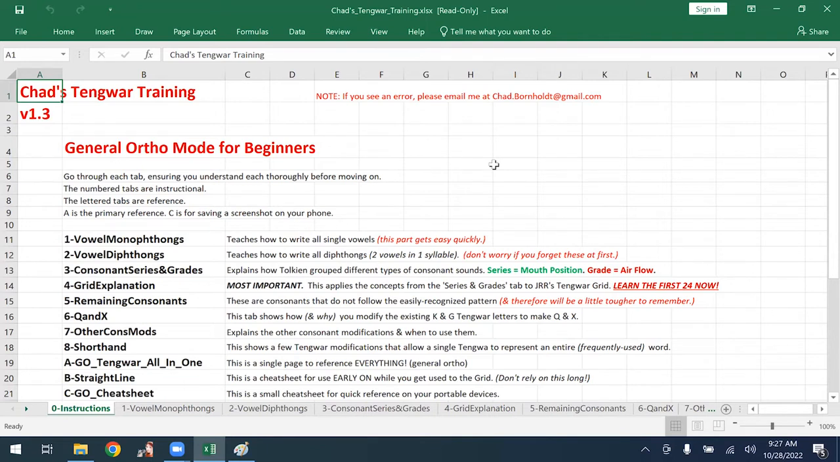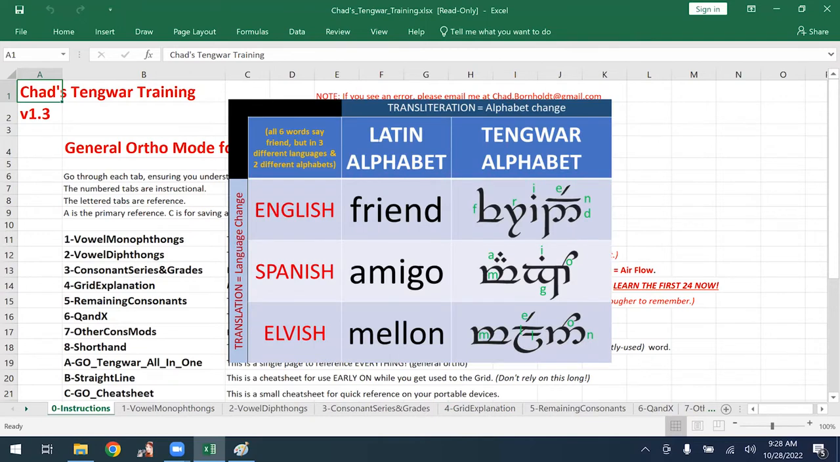Now, one thing that people always get confused on is that they confuse translation with transliteration. They see all these pretty Elvish letters and they just say that's Elvish. It actually isn't. It's just the Elvish alphabet. There's a big difference. In everyday life, we have translations all the time, like we translate from English to Spanish, from English to French, from Spanish to French, whatever. So translation is changing from one language to another.